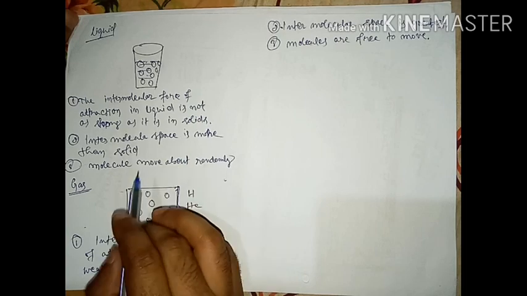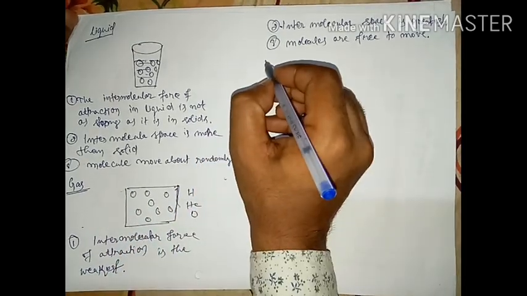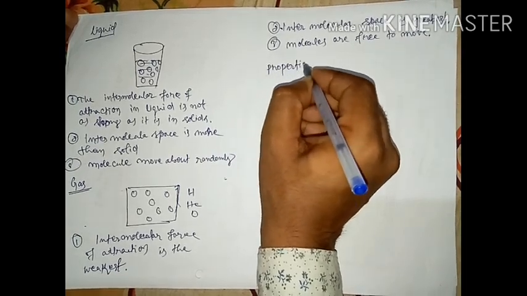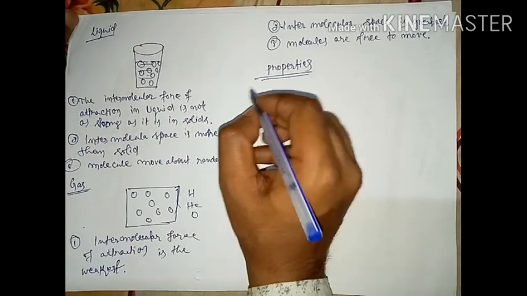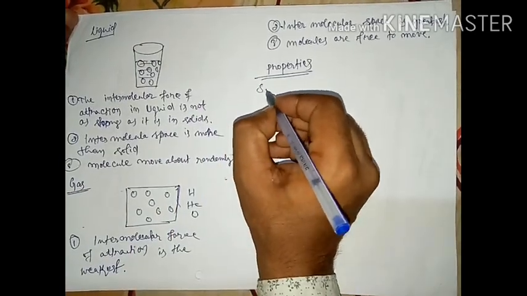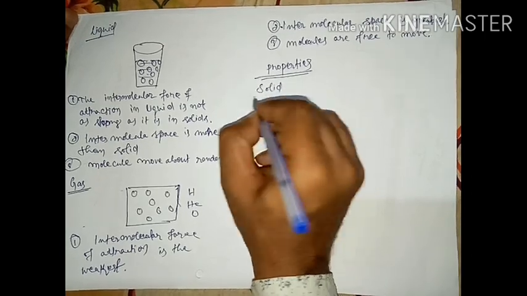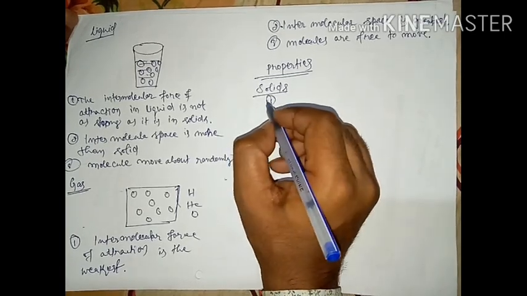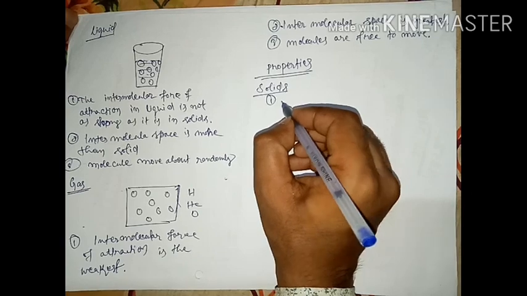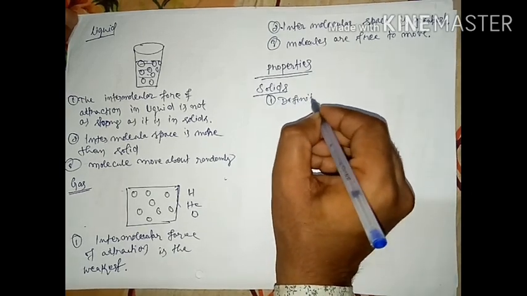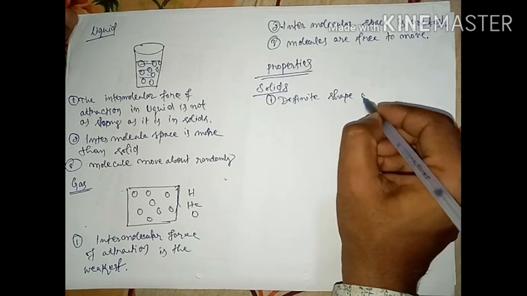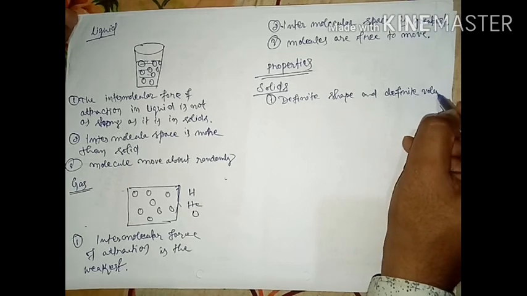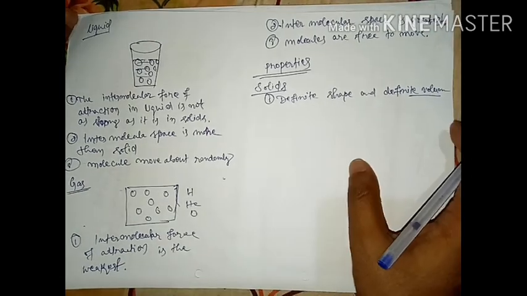Now next we are going to properties, properties of state of matter. First we discuss the properties of solid. What are the properties of solids? So first property, students, solids have a definite shape and definite volume.